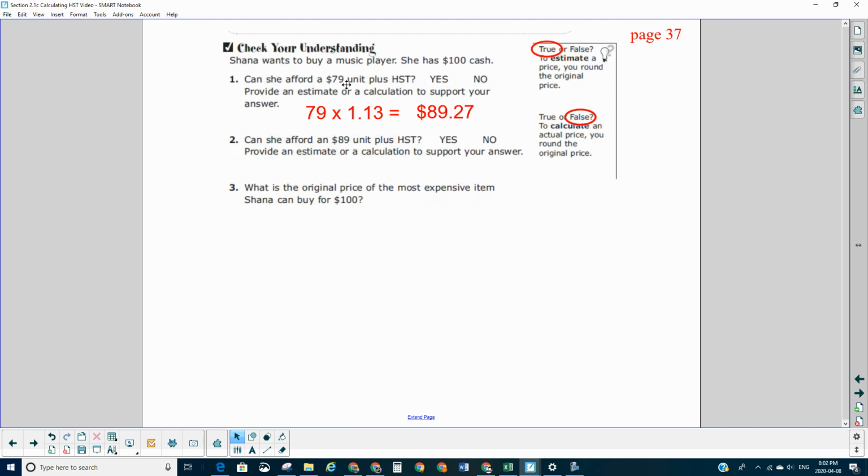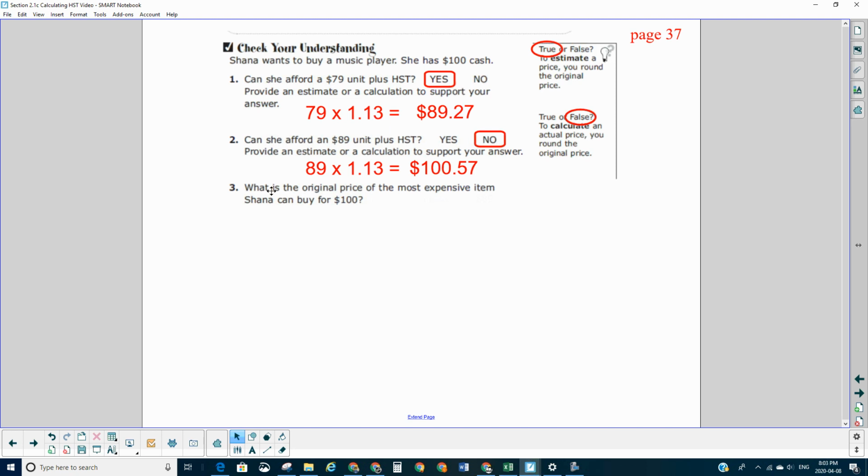So if the original ticket price was $79, you include the HST, then yes, she does have enough money to pay for that. But then she sees another one that's $89. I think she's going to have enough cash for that. Well, this would be 89 times 1.13. And if we punch that into our calculator, we'll get $100.57, which is slightly above the $100 cash that she has. So no, she wouldn't be able to afford that. And so this multiplying by 1.13 is really valuable.